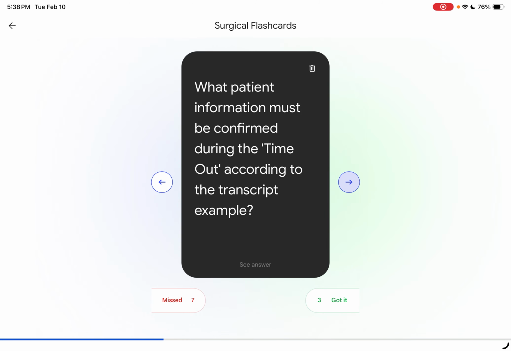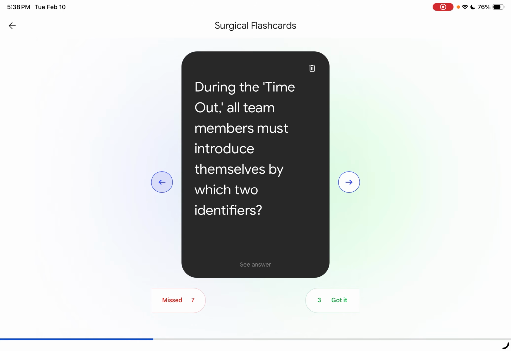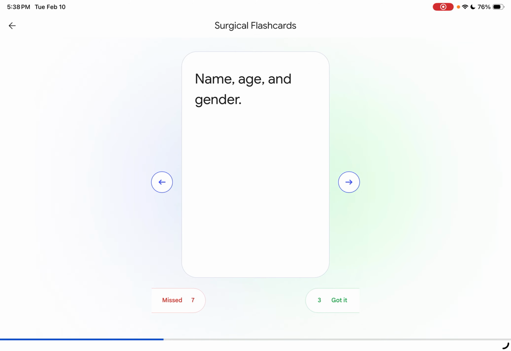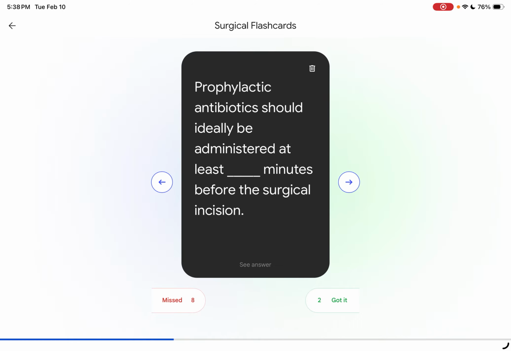God is good. What patient information must be confirmed during the timeout according to the transcript example? Name, age, and gender, kay important kayo. Okay. Maura ba na ang important?